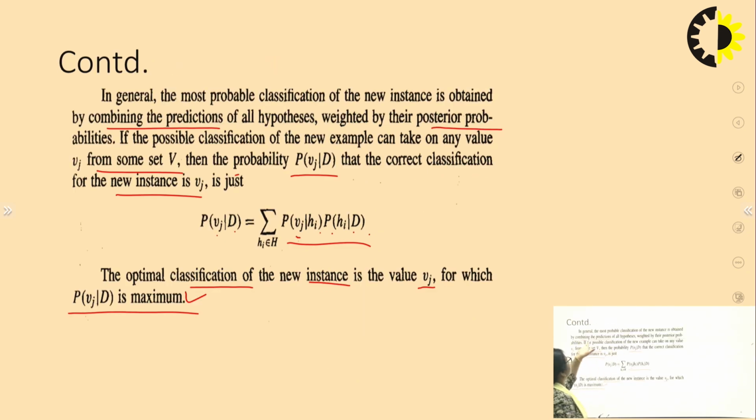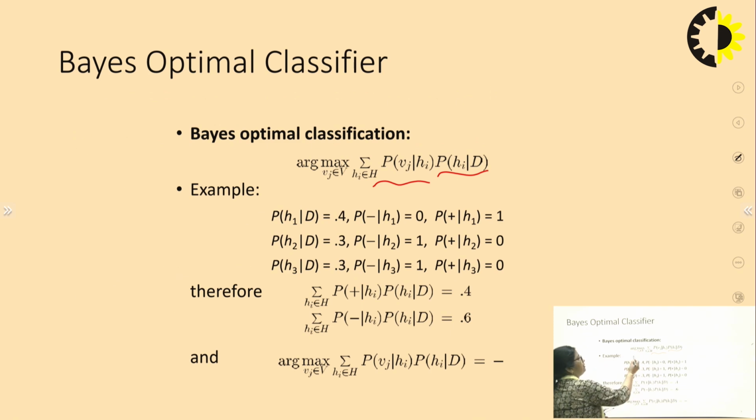The new instance is classified by combining the predictions of all hypotheses. In the earlier case, we were calculating the posterior probabilities and just considering which had the maximum value. Now we are saying that we will combine the predictions of all the hypotheses, and every prediction will be given a weight. What will be the weight? The posterior probability. So this is our formula: we will find the maximum of the predictions weighted by the posterior probability.